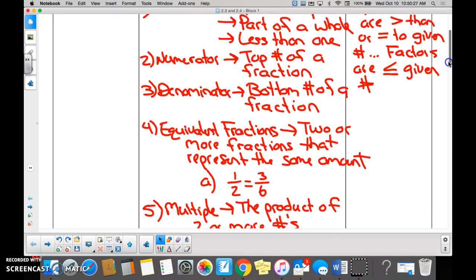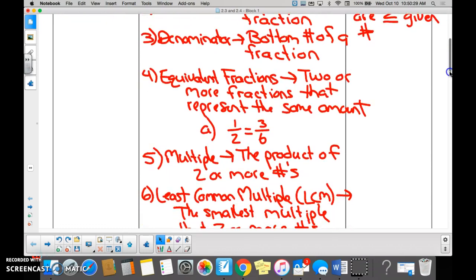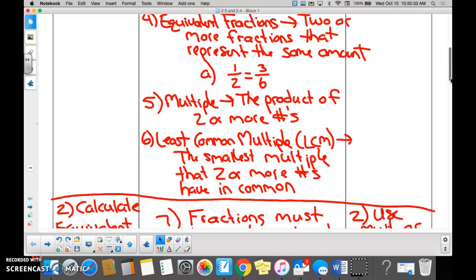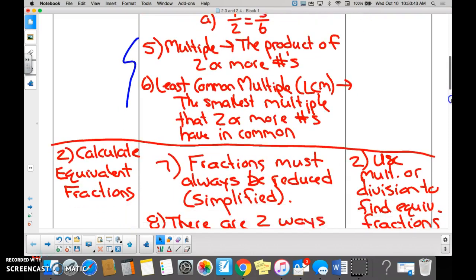Fraction, numerator, denominator, equivalent fractions, multiple, and then least common multiple. I'm going to focus down here on these two. Multiple and least common multiple would be arguably your most important two vocab words. The rest of them I think you're probably going to be okay with. So when we get down to that section, we'll talk more.